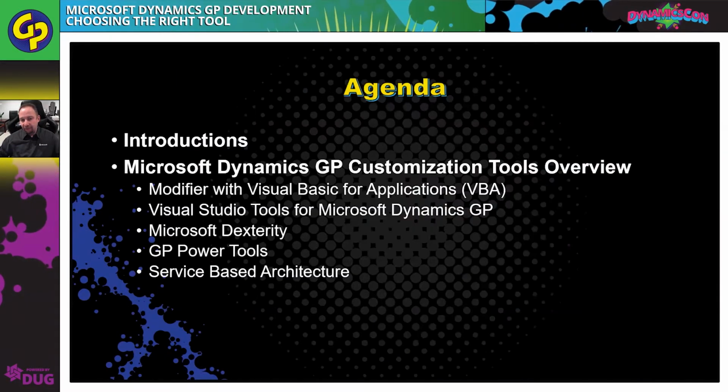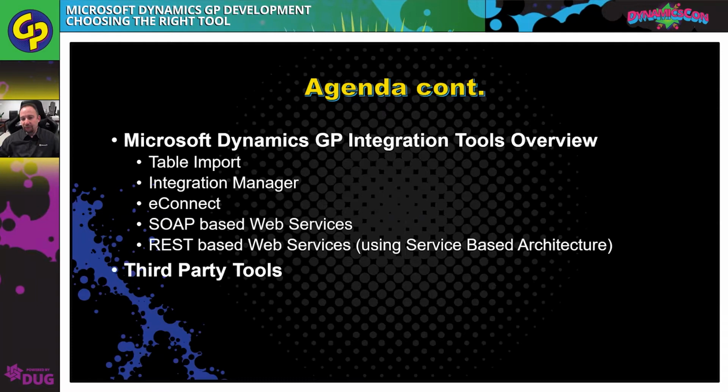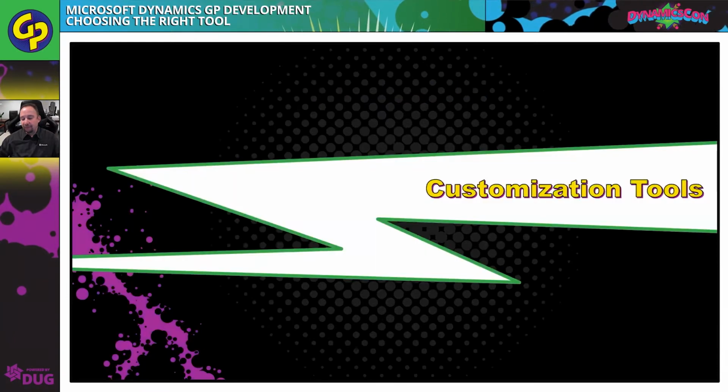So a little bit of a summary of what we're going to cover today. We're going to first look at customization tools, and that includes Modifier with Visual Basic for Applications, Visual Studio Tools for Microsoft Dynamics GP, Microsoft Dexterity, a little bit on GP Power Tools, and service-based architecture. We'll also continue with integration tools, including Table Import, Integration Manager, eConnect, and the different types of web services available, and a little bit of time on third-party tools. So we might as well get started.